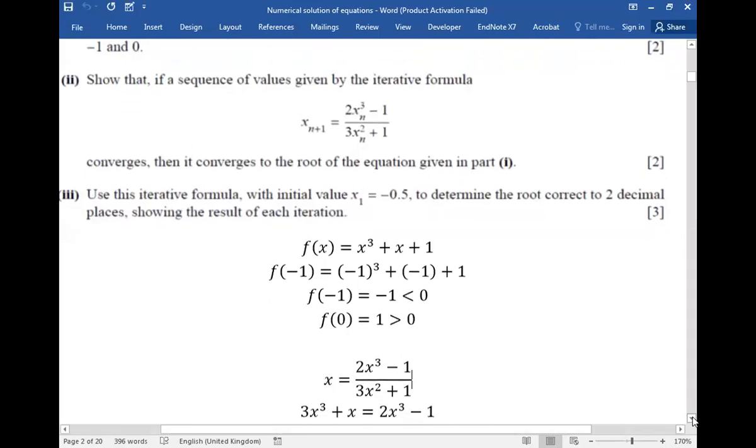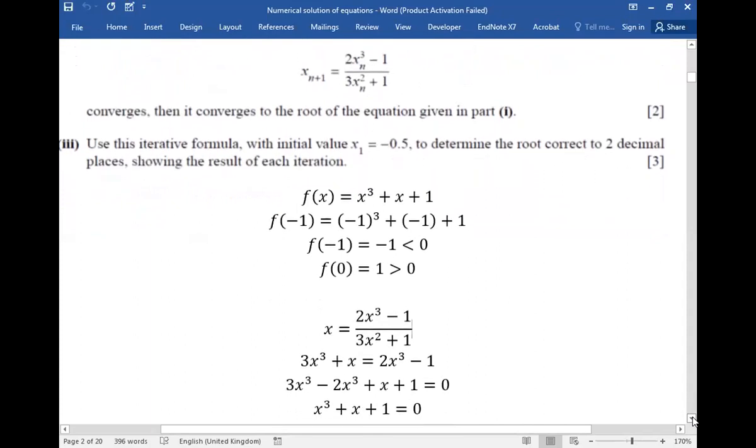Done, class? Done? Yes, sir. Okay. So technically you figured out you don't have to make the formula on your own. The question, as always, has provided you with the iterative formula. And now you'll just be using the iterative formula to get to your answer.